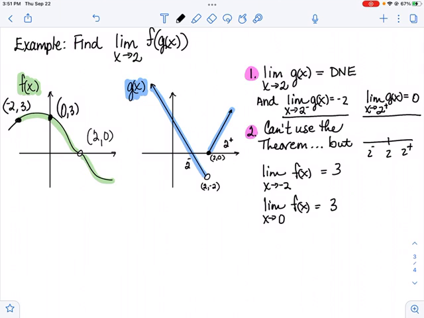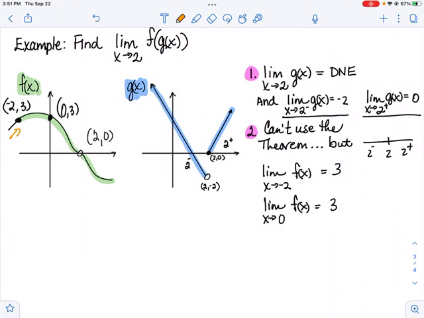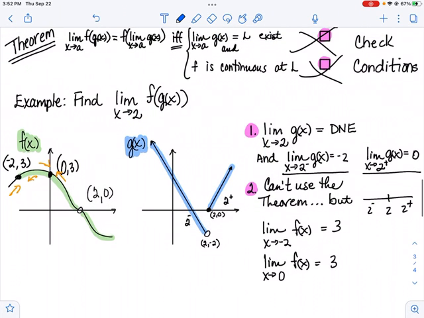Now, we can't use the theorem, but once we get those values, then we can say, all right, what is the limit as x approaches -2, and does it exist? Let's look at -2. As we come in on the function from the left and the right, it looks like it's 3. The same thing is true for the limit as x approaches 0. Coming in from the left and right, that's 3 as well, and it's continuous at that point, so it's not a problem. So in this case, the limit does exist, and it's equal to 3.